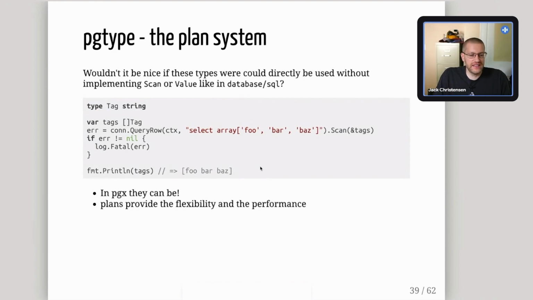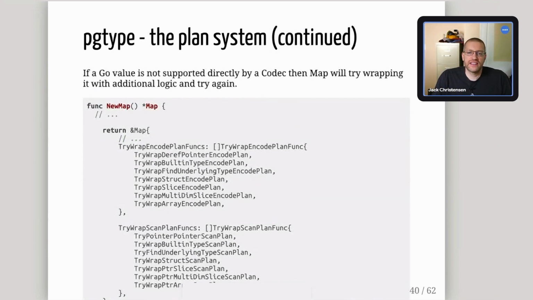And the key behind it is plans. So we mentioned before that codec doesn't actually do the encoding or decoding directly. It actually provides a plan for how to do it. Well, the way pgtype actually works is it looks up the OID and it asks the codec, hey, do you know what to do with this Go value? If it doesn't, then it tries all these different wrapping things. So it'll recursively go through here and say, hey, I don't know what to do with this thing. Maybe it's a pointer to a pointer.